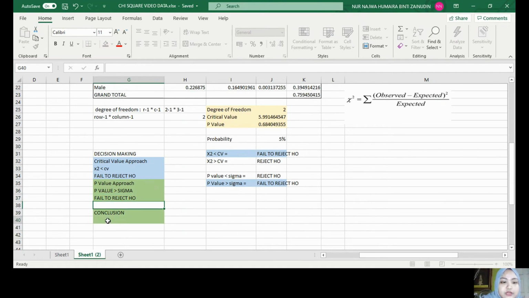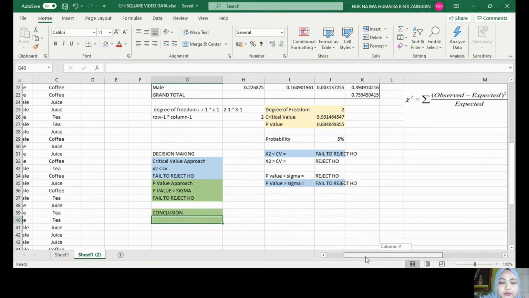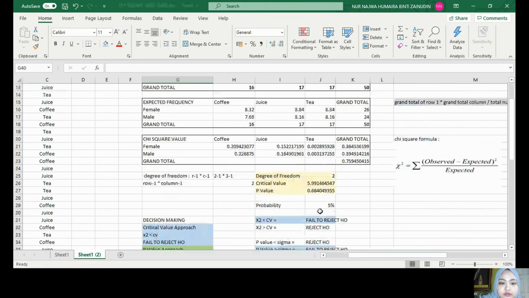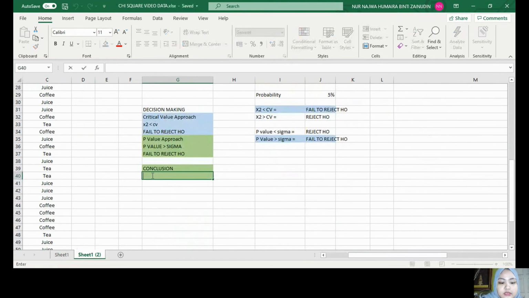The conclusion that we can make and the hypothesis that we can choose for this data is gender and drink preference are independent and not related. So you can put here the gender and drink preferences are not related or both are independent.